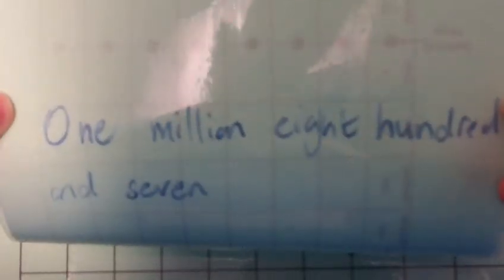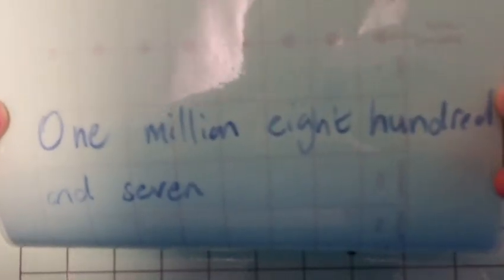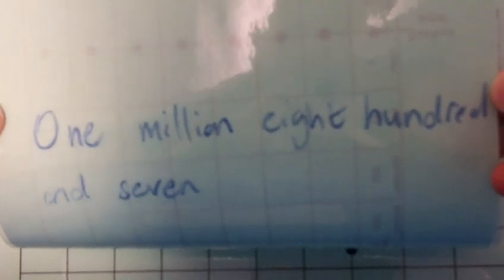The other way we can use the place value table is when we're doing the opposite, when we're starting with words and we're writing it as a number. So here I've got, let's just have a look if I can do this, 1,807.